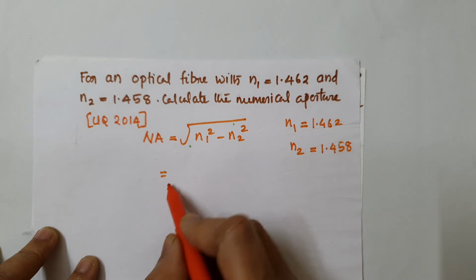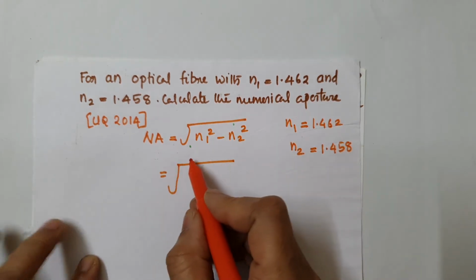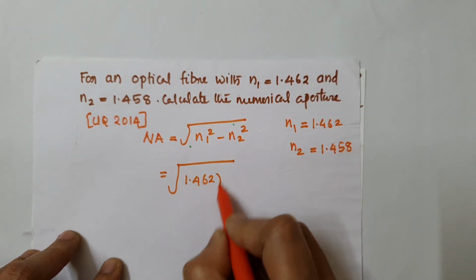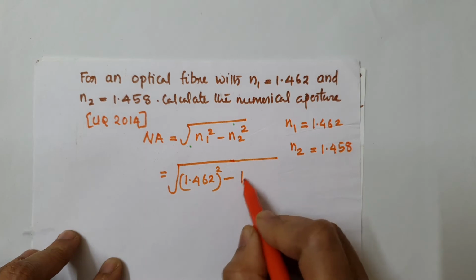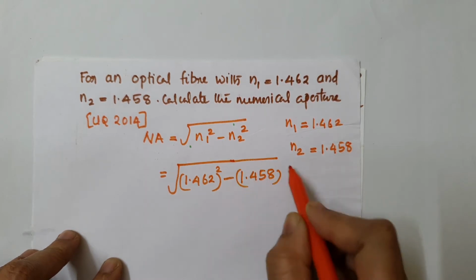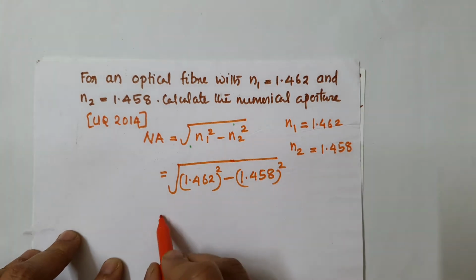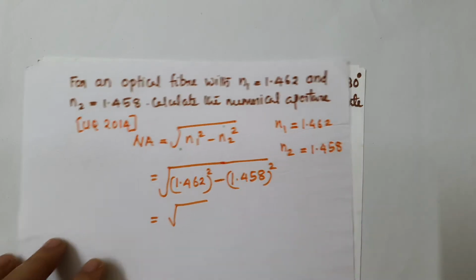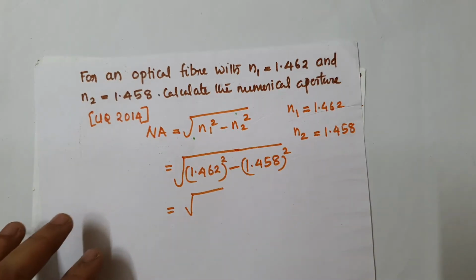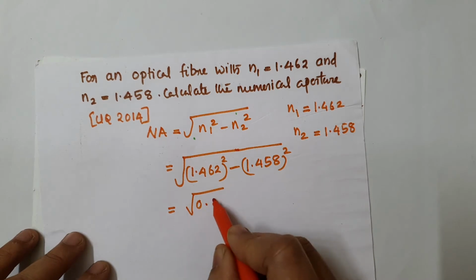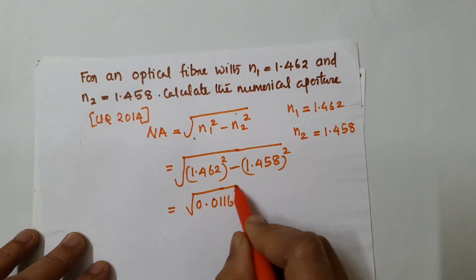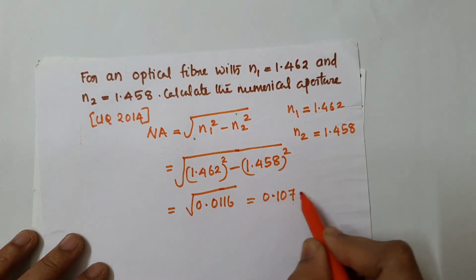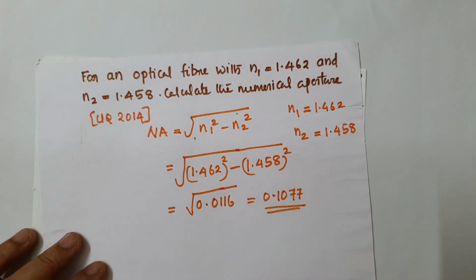Therefore, the numerical aperture is given by root of N1 square minus N2 square, root of 1.462 the whole square minus 1.458 the whole square, and this will be approximately square root of 0.0116, or approximately 0.1077. This is the numerical aperture.